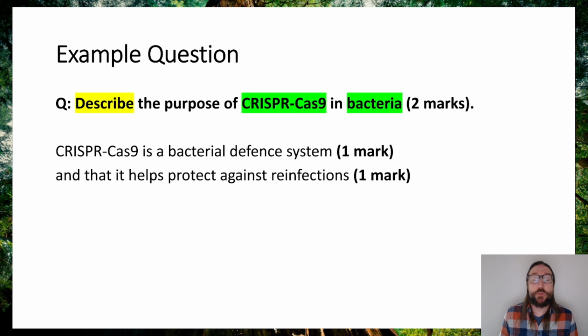For example, you might explain that CRISPR-Cas9 is a bacterial defense system, 1 mark, and that it helps protect against reinfections, 1 mark. We don't normally write this out, but when we're first starting, we can.